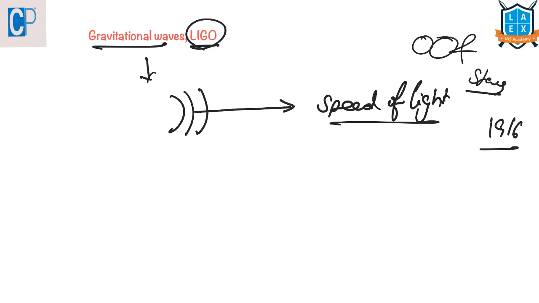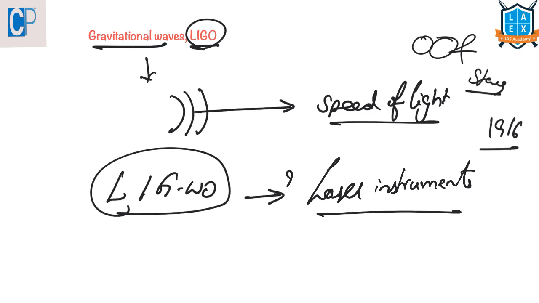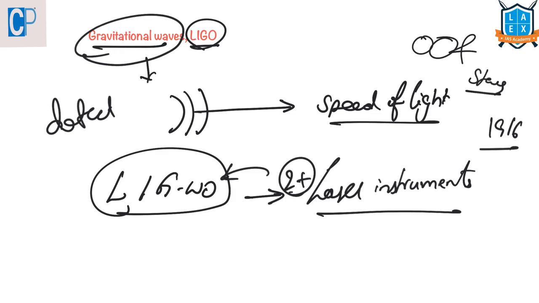Then what is this LIGO? Laser Interferometer Gravitational Wave Observatory. This is a large-scale physics experiment, and it is a combination of two laser instruments together known as Laser Interferometer Gravitational Wave Observatory. What is this for? In order to directly detect the gravitational waves. This LIGO operates two gravitational wave observatories, one in Livingston and the other one in Washington.